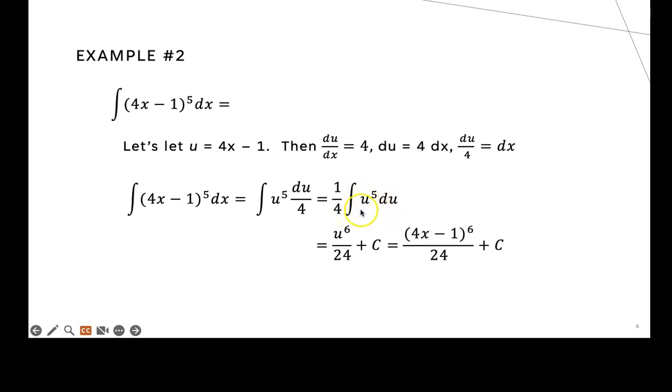The antiderivative of u to the fifth is u to the sixth over 6. When we multiply that by a 1/4, we get u to the sixth over 24. So this is a much easier integral to work with. And then, of course, our plus c. Once the stunt has taken place, we can put u back in, and we get (4x minus 1) to the sixth over 24 plus c.